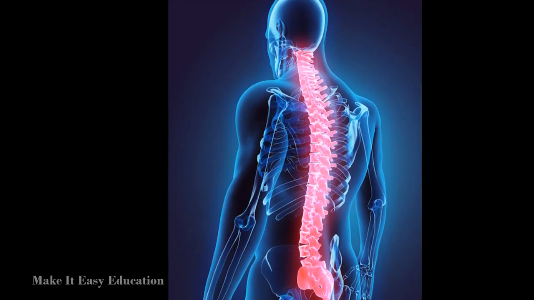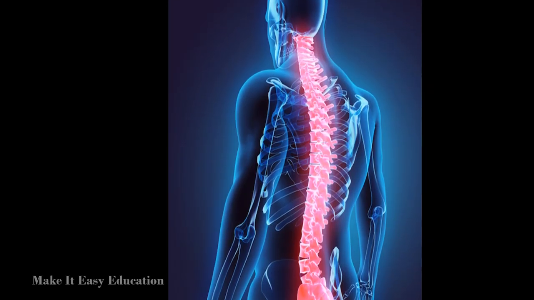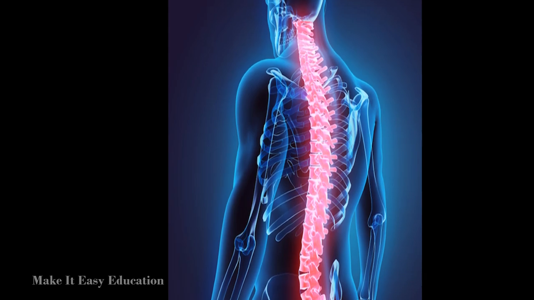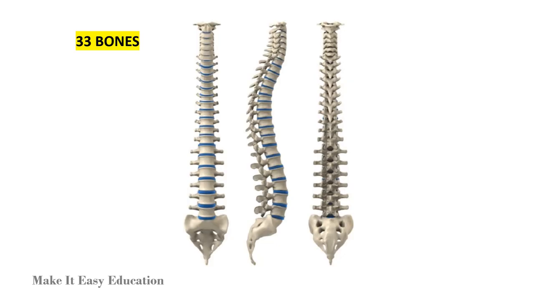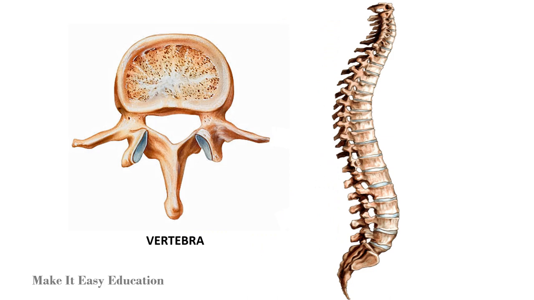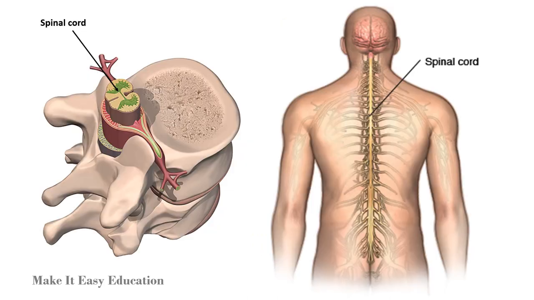Backbone. The backbone, also known as the vertebral column or spine, is a long bony structure. It is made up of 33 small bones. The individual small bones are called vertebra. The backbone encloses and protects the delicate spinal cord.